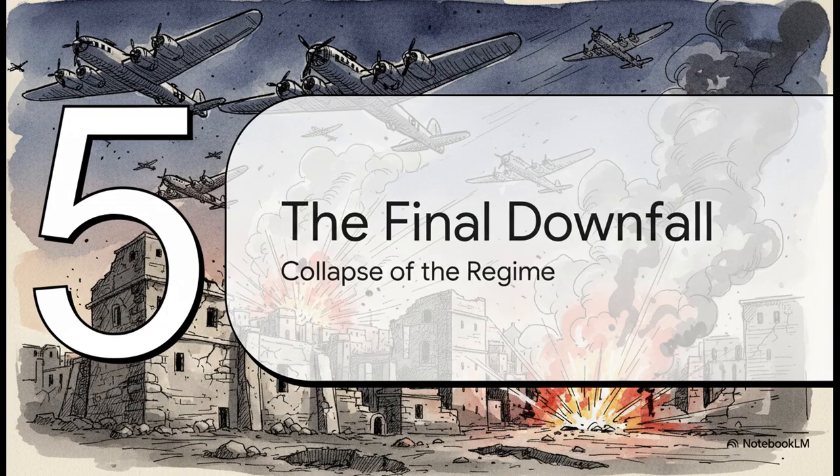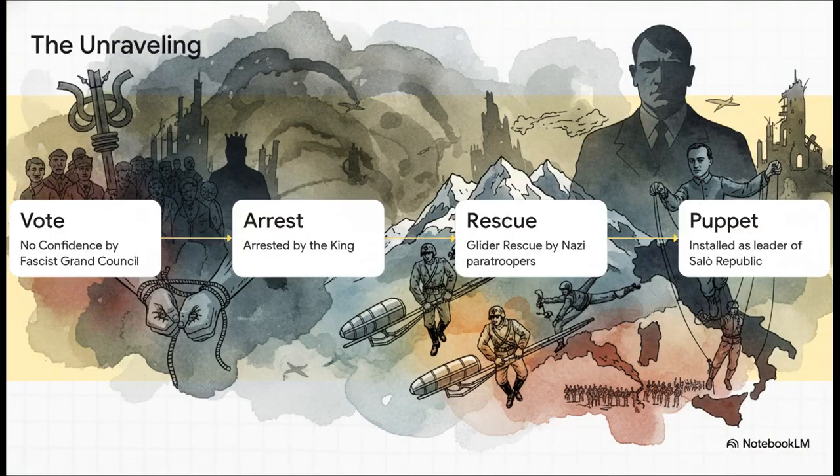Section 5. The Final Downfall. Collapse of the Regime. Okay, we're into the action movie climax here. By 1943, the Allies are invading Italy, bombs are dropping, and Mussolini's absolute control completely shatters. Step 1. Realizing the country is facing total destruction, Mussolini's very own government turns on him and votes him out. Step 2. The exact next day, his own king has him arrested. But wait, Step 3. Hitler sends daring Nazi paratroopers in gliders to break Mussolini out of a mountain prison.